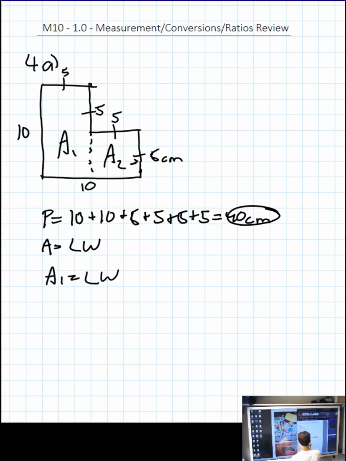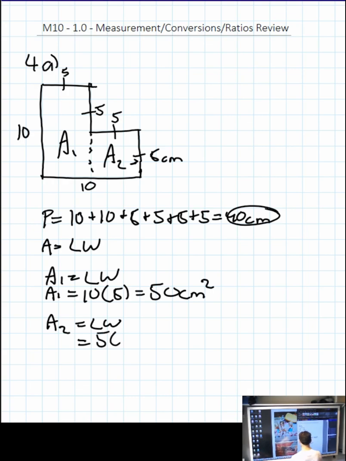So area 1 is simply length times width, so that will be down the page, 10 times 5 equals 50 centimeters squared. Now we're going to find A2, the second area, and that length times width is simply 5 times 5, which equals 25 centimeters squared. Now to find the total area, we just simply add up the different areas.